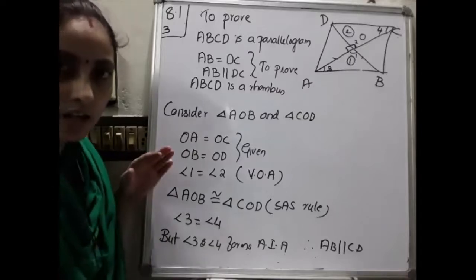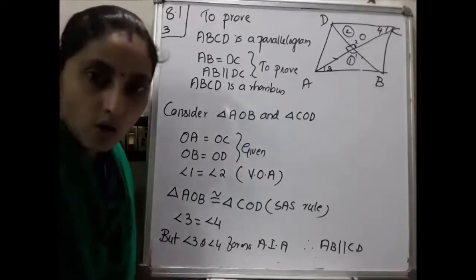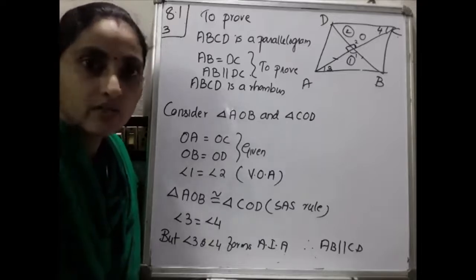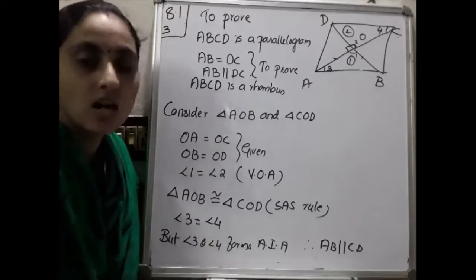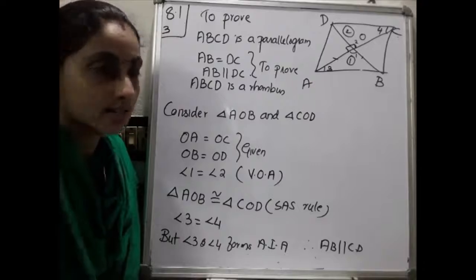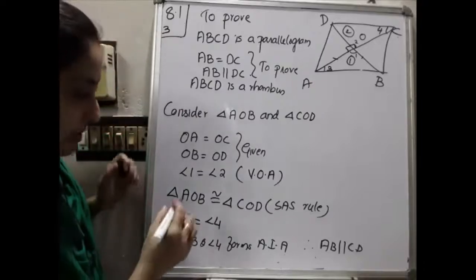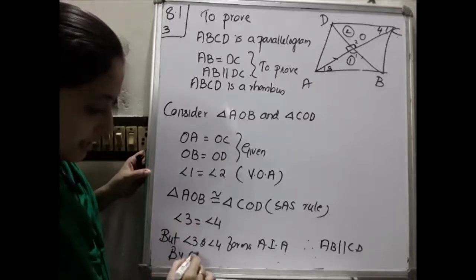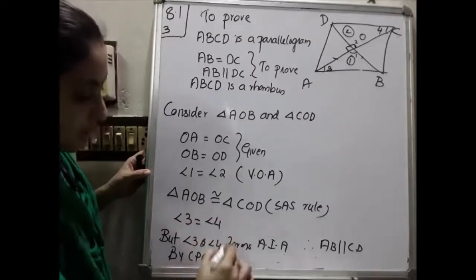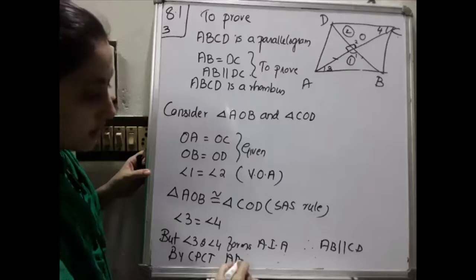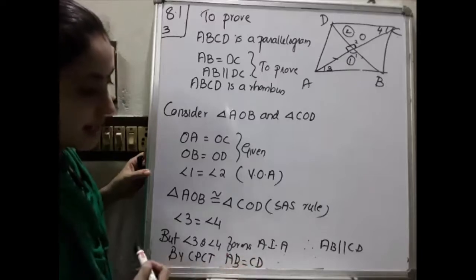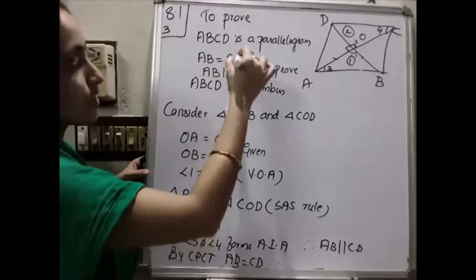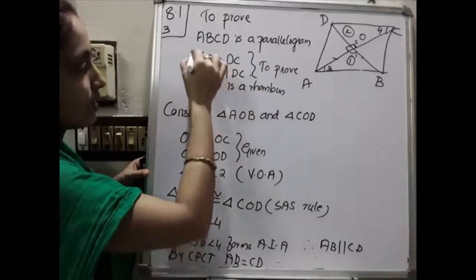Why? Because if the triangles are congruent, then we can directly say that its sides are equal, its angles are equal and all things. So we can say by CPCT itself. By CPCT, what can we say? AB is equal to CD. By CPCT we can say AB is equal to CD. So these things we already proved.